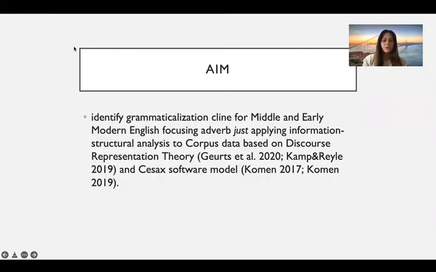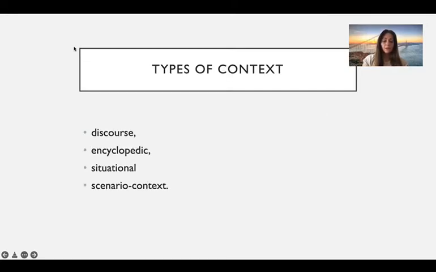The research is aimed at identifying the grammaticalization cline for the Middle and Early Modern English focus adverb just, applying information structural analysis to corpus data based on Discourse Representation Theory and the CESAX software model. It allows eliciting several types of contexts in the text fragments: discourse, encyclopedic, situational, and scenario context.